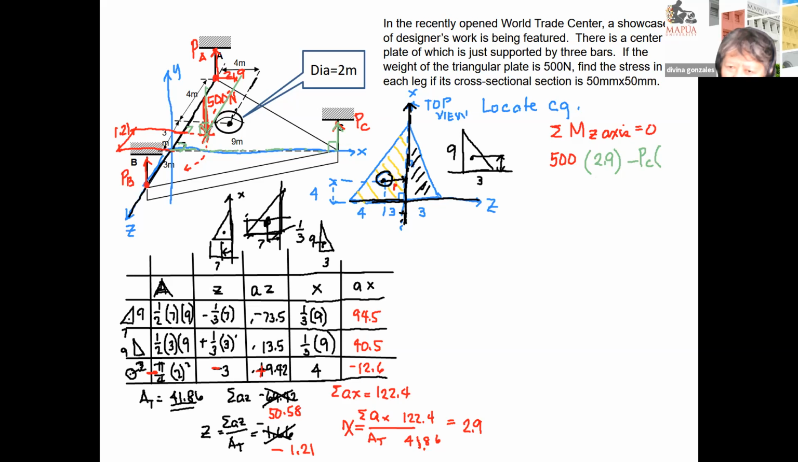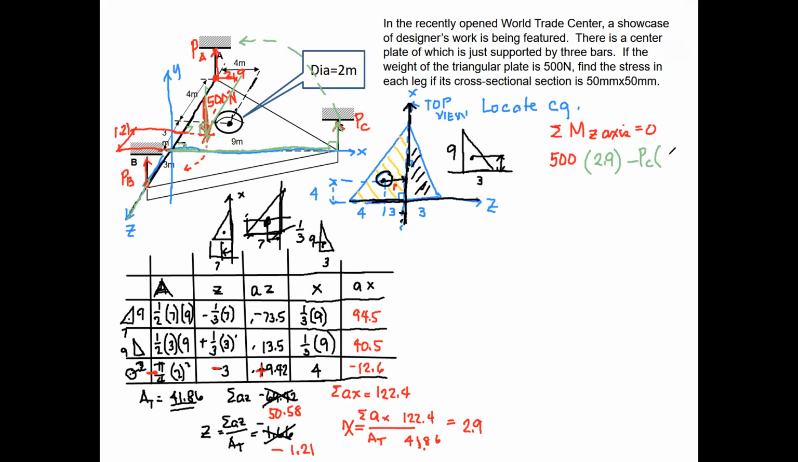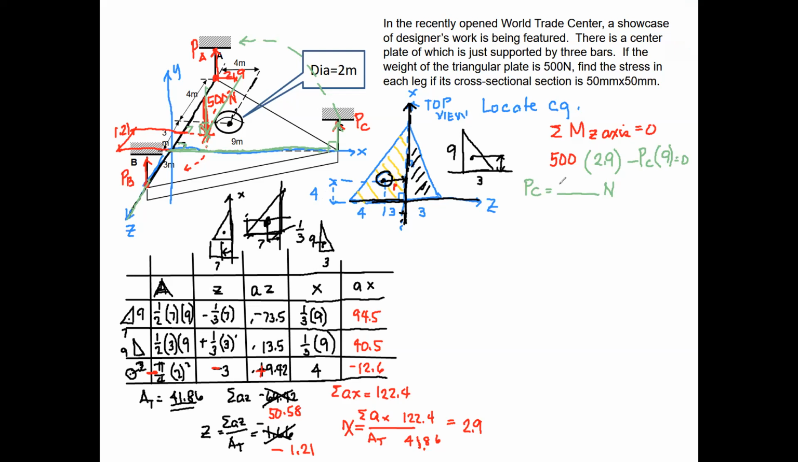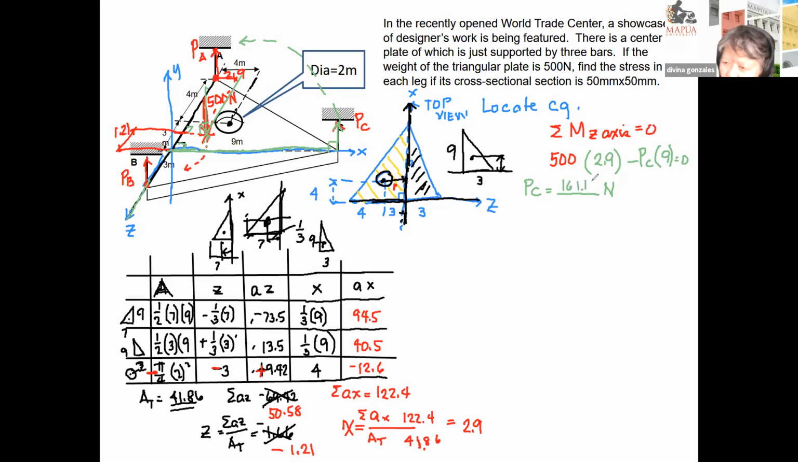You are getting it from the force. We are summing up moment about the z-axis dito. Dito sa z-axis mismo. Yung isa nagro-rotate clockwise, but this one rotate counterclockwise. Anong distance niya sa z-axis? 9 po. Of course, the whole length, no? The whole length is 9. Okay, can you solve for P of C? What is the force on C? Because 500 is in newtons, therefore this is also in newtons. 161.11 po. Thank you. And of course, that is in newtons.